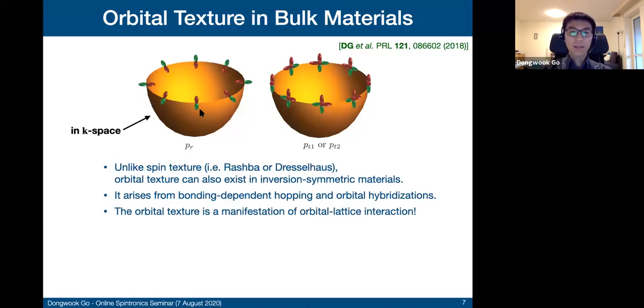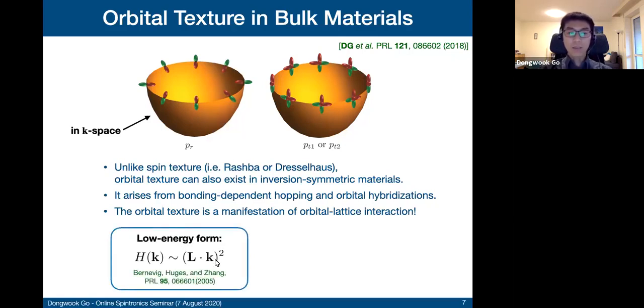So theoretically then, how do we describe this kind of orbital texture? Well, it's already there if you just calculate the band structure. But if you want to do analytic theory, you might consider this type of interaction, L·k squared. And this interaction satisfies inversion symmetry and also time reversal symmetry. It appears first in this very famous paper by Bernevig, Hughes, and Zhang. And as far as I know, this is the first paper that mentions the word orbitronics. By the way, they didn't use the word orbital texture, but they solved this interaction in this paper.